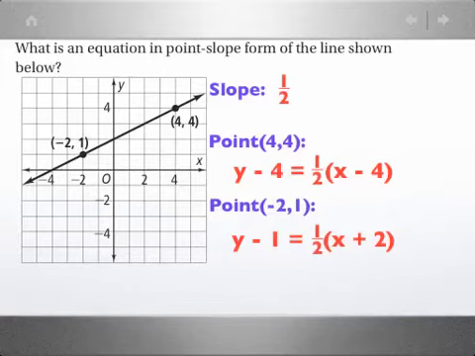Notice in parentheses this time I am adding 2 because if you remember, subtracting a negative is the same as adding a positive. So instead of x minus negative 2, I'm going to write it as x plus 2. Both of these equations are the correct equation of this line, and notice that they are different. So in this lesson, there are going to be several different correct answers for each problem.